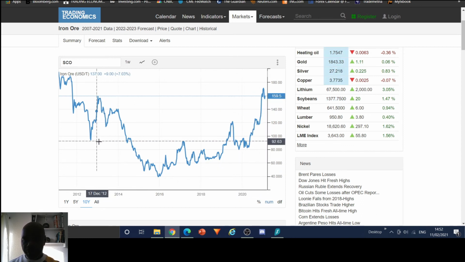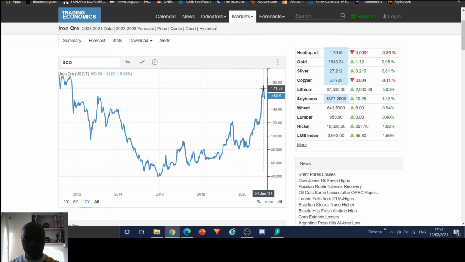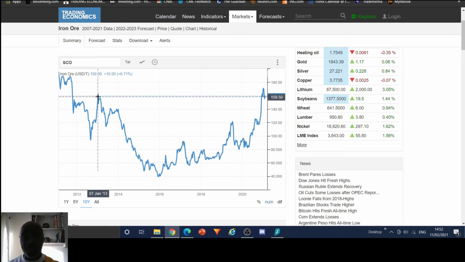So look at this, guys. This is where the price has peaked in December. Prices peaked in December 2020 for the price of iron ore. And since that date, the price of iron ore is the highest it has traded since 2013, guys. And I feel that the price of iron ore and coal is going to continue, such is the demand of China.